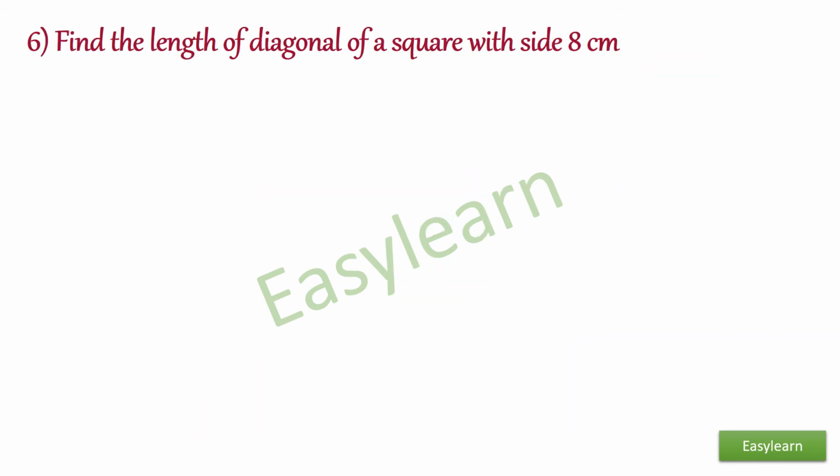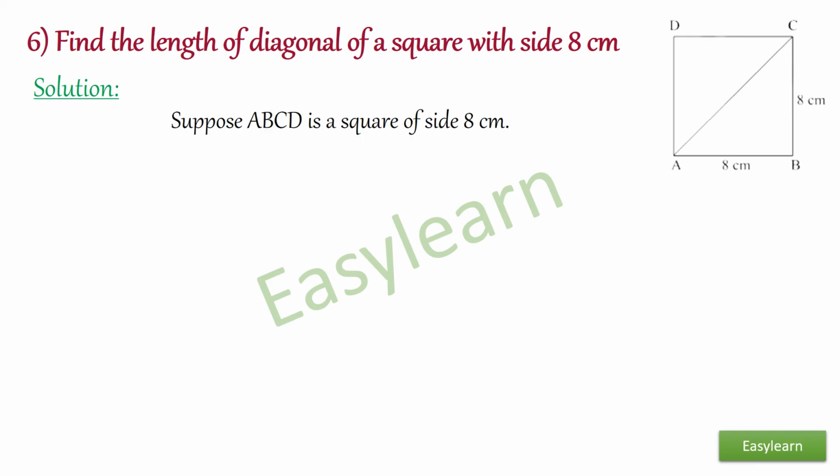Question number 6. Find the length of the diagonal of a square with side 8 centimeter. Now here they have given us a square. So let ABCD be a square of side 8 centimeter. And we know the property of a square that all the sides are equal. So here AC will be the diagonal and we even know that the angles are 90 degree. So if this angle is 90 degree, triangle ACB will be a right angle triangle.